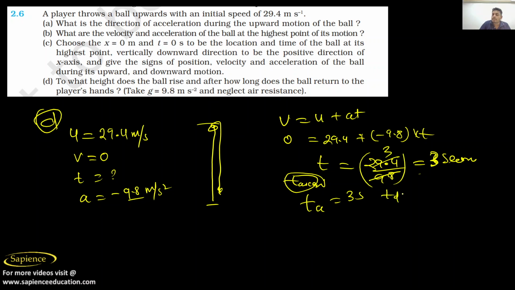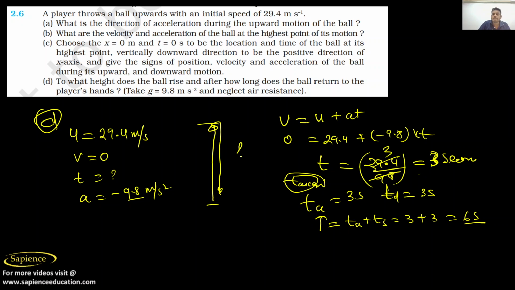Time of descent will be equal to time of ascent, because, as you know the rule, time of ascent is equal to time of descent for the same horizontal level. So this is 3 second. So total time for the entire journey will be time of ascent plus time of descent, that is equal to 3 plus 3, that is equal to 6 second, right?